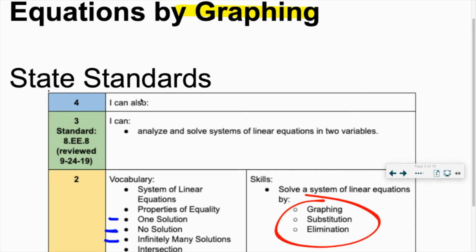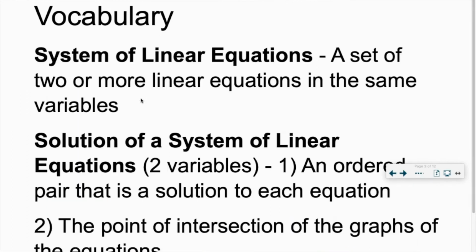But today, we're going to talk about what a system of linear equations is. We're going to talk about this intersection, and we're going to use the skill of graphing. A system of linear equations is just a set. A system is a set of two or more equations. Again, linear, they're all lines, so y equals mx plus b. They're going to have that same variable.